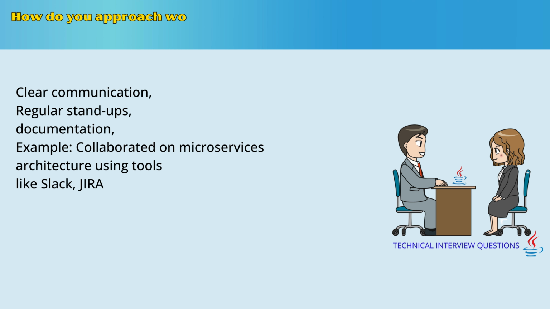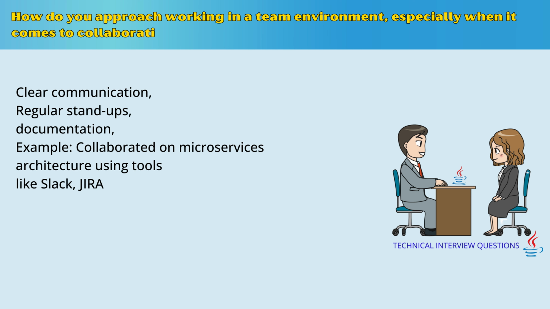How do you approach working in a team environment, especially when it comes to collaborating on large projects? Collaboration is key in any team environment, especially on large projects where multiple developers are working on different parts of the code base. I believe in clear communication, mutual respect, and a collaborative mindset. In a team setting, I make sure to communicate regularly with my colleagues. This includes daily stand-ups, where we discuss what we're working on, any blockers we're facing, and how we can help each other. I also ensure that I'm available to assist others when needed, whether it's through pair programming, code reviews, or simply discussing a problem.